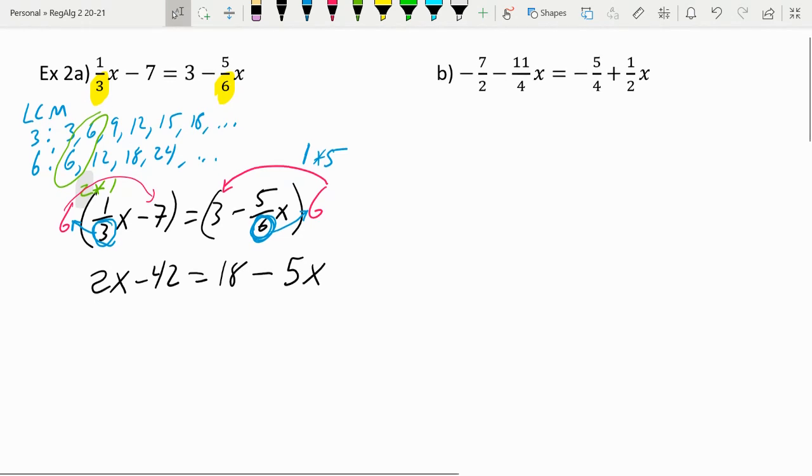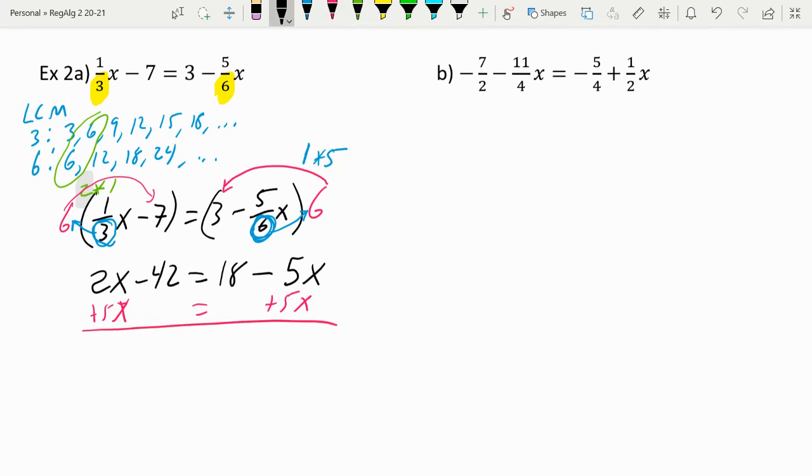Now we're going to solve it just like we've always solved it. I want to move the smaller variable. So -5 is smaller than 2. So I'm going to add 5x to both sides. 2 plus 5 gives me 7x. Let's drag that 42 down, and the 18.